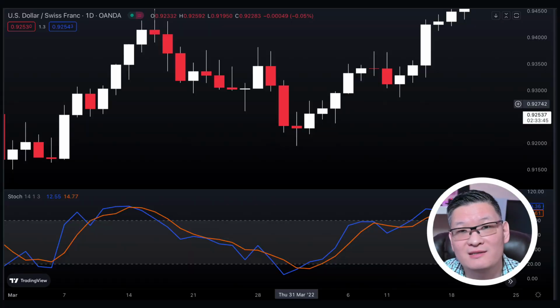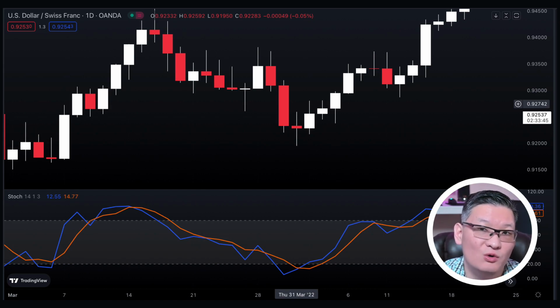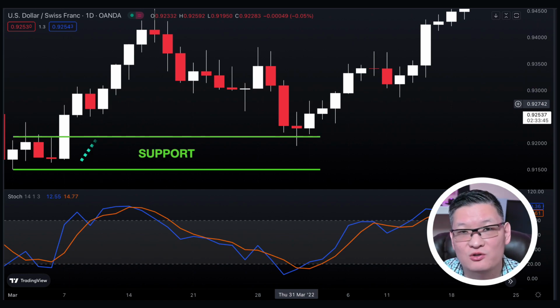Let's zoom in on the same USD/CHF chart and take a closer look at the areas where the crossovers occurred and led to the reversals. First of all, I will be looking at only inside support and resistance areas because this is where the most reversals happen. Here's our support area where the price bounced strongly by posting several strong bullish candles.